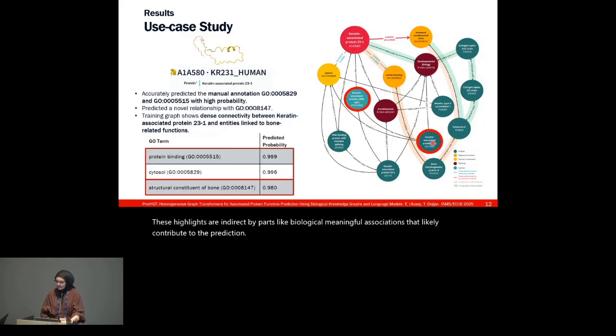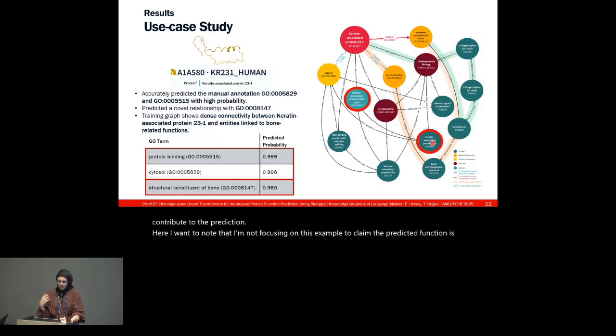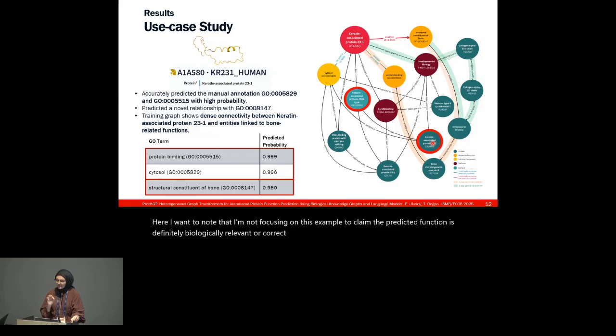Here, I want to note that I'm not focusing on this example to claim the predicted function is definitely biologically relevant or correct, but rather to highlight how ProtHGT enables interpretability. So by tracing the connections through the underlying graph, we can validate known functions as well as exploring unexpected functional links and generating new hypotheses.